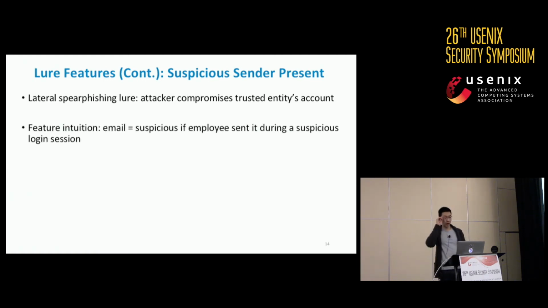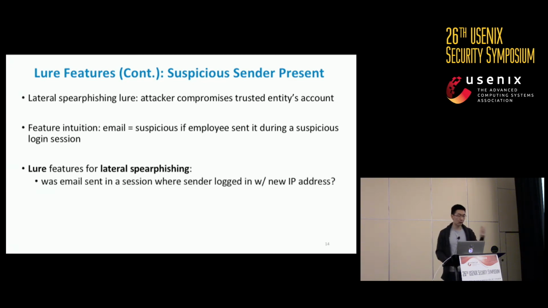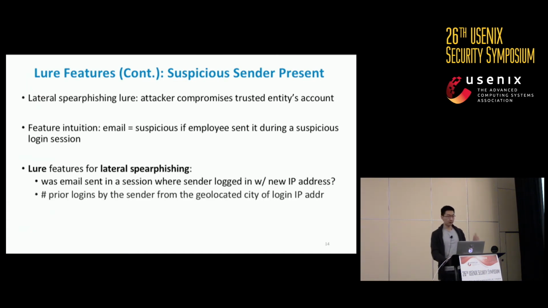The intuition for how we're going to derive features that characterize whether the sender is suspicious or not is that we're going to look at the employee that sent the email. We're going to look at when they logged in to send that email, and try to identify whether they logged in under suspicious circumstances. Concretely, we're going to draw upon our LDAP logs, which are a historical record of authentications that occurred across all employees, and we're going to derive a few features. The first is just a Boolean feature. We're going to ask, when the employee sent this email, did they log in with a new IP address they've never used before?